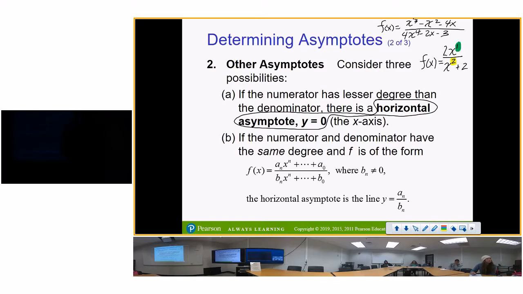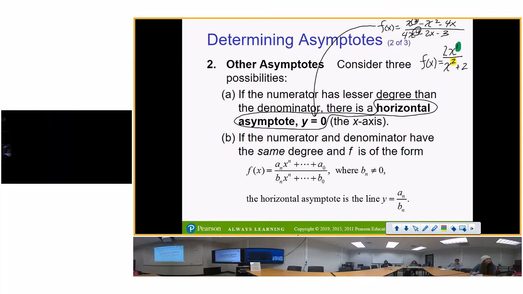What's the degree of the numerator? 3. What's the degree of the denominator? 4. Then this still applies. Doesn't matter what you have. If the degree of the numerator is less than the degree of the denominator, the horizontal asymptote is going to be the x-axis. Okay, what if you have the degrees being the same?